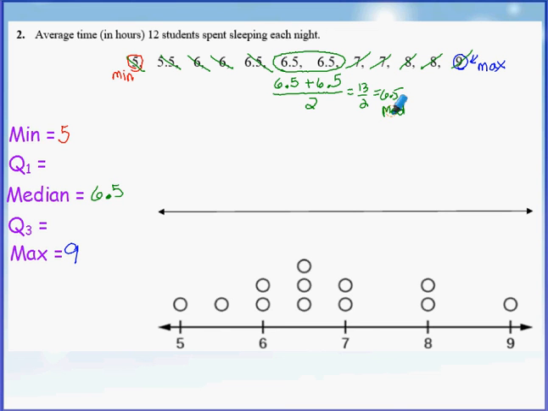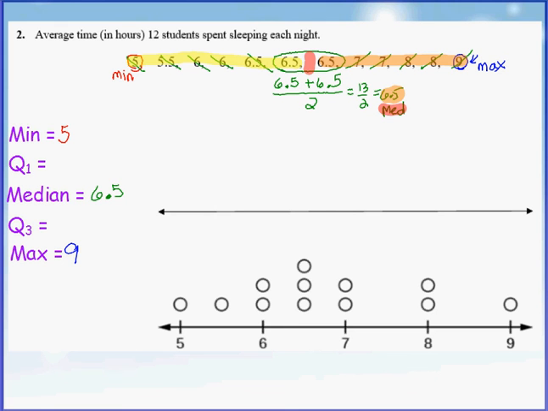So now that this is my median, these values are still part of my lower and upper half. When I go to collect my lower half, I include this value this time. And then my upper half, this value is included as well, because this 6.5 represents what's directly in between them technically. So this 6.5 is here.